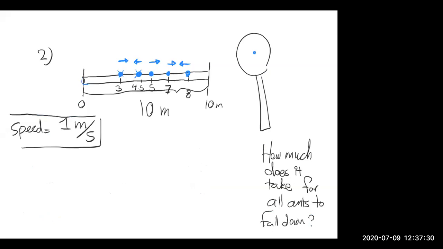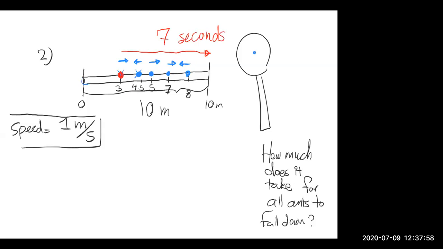Well, this ant, independent of all other ants, is going towards the right side. It passes through all the other ants. It doesn't even see the other ants. How much does it take for this ant to fall? There are 7 meters, its speed is 1 meter per second, so it takes 7 seconds for this ant to fall.